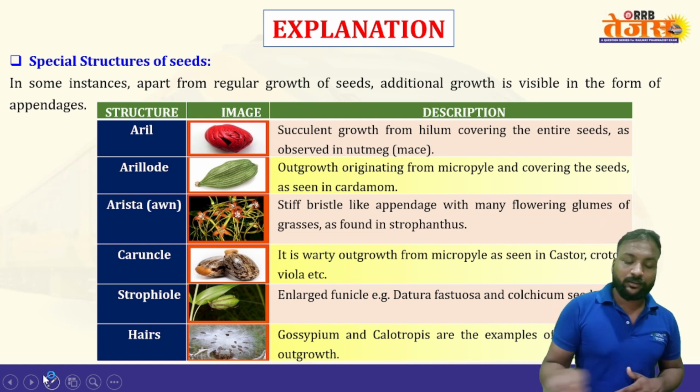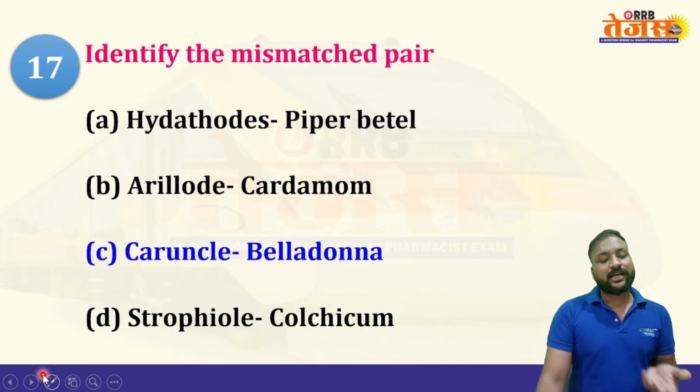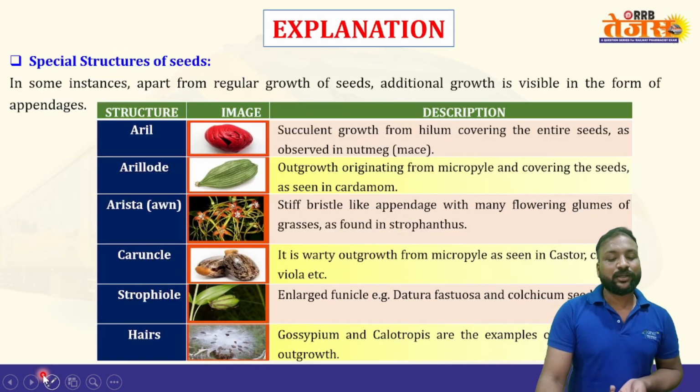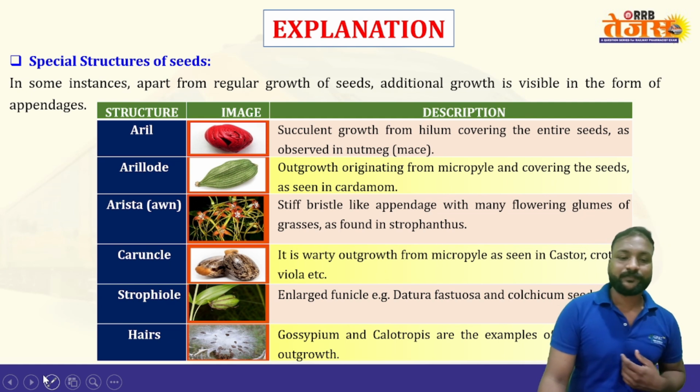So what is the question for us? Actually, here the wrong option is caruncle and belladonna. Caruncle will be seen in seeds like castor, croton and viola.